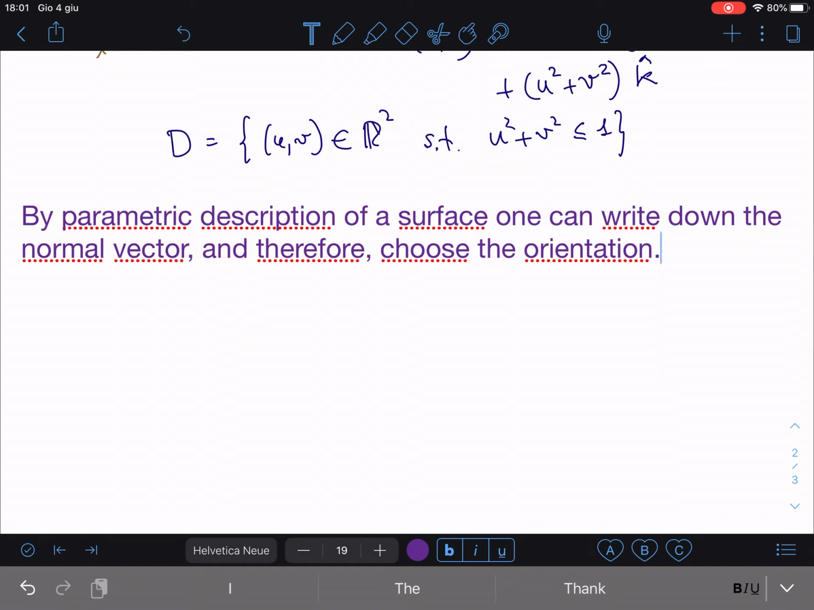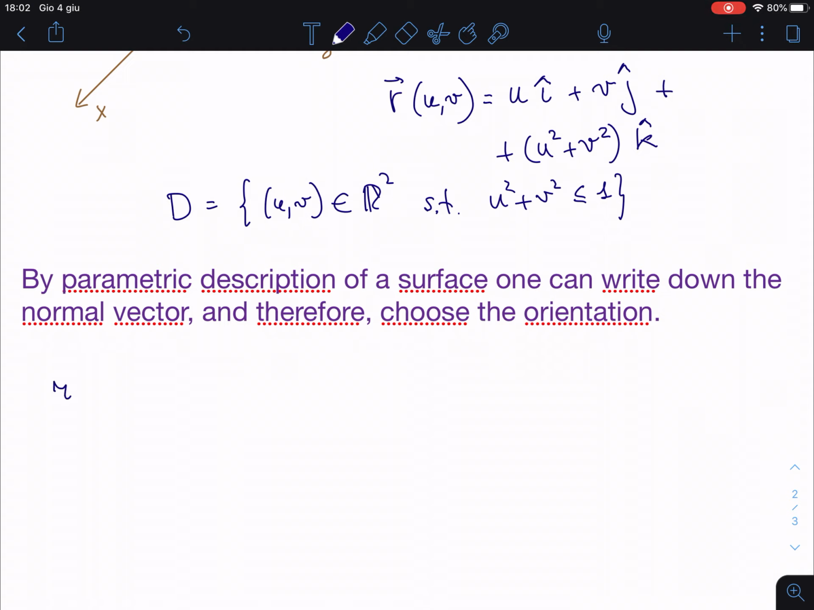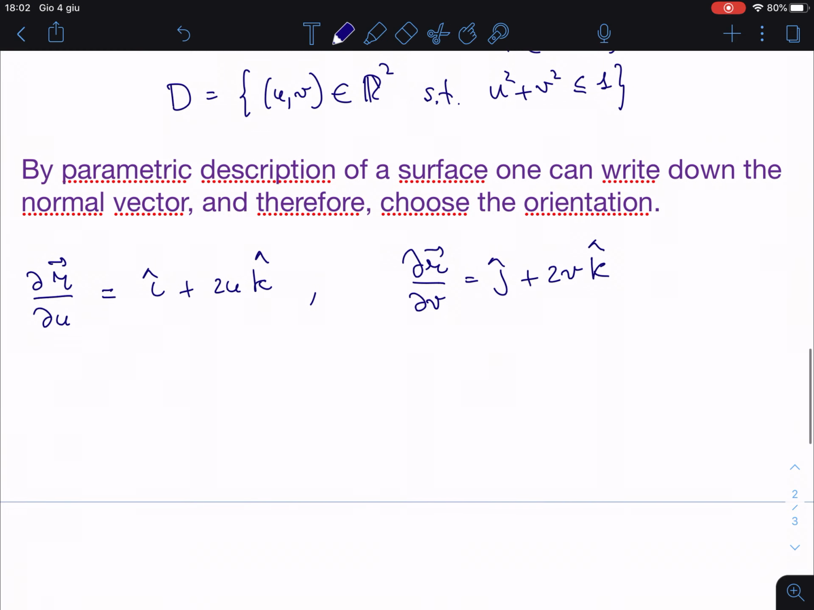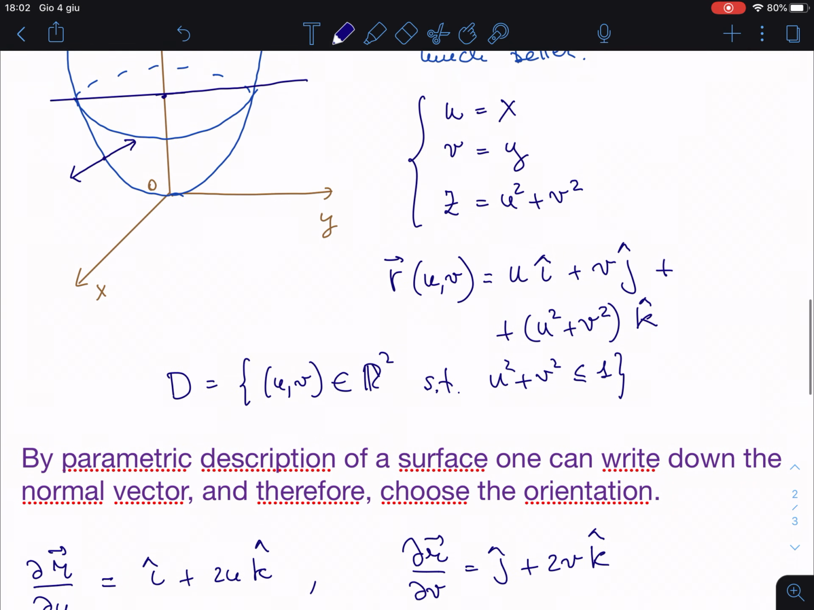Let us see how to do that. We have to differentiate R with respect to u first. So you have i plus 2uk, and then R with respect to v, and then you have j plus 2vk. So what are we doing? We are doing this.